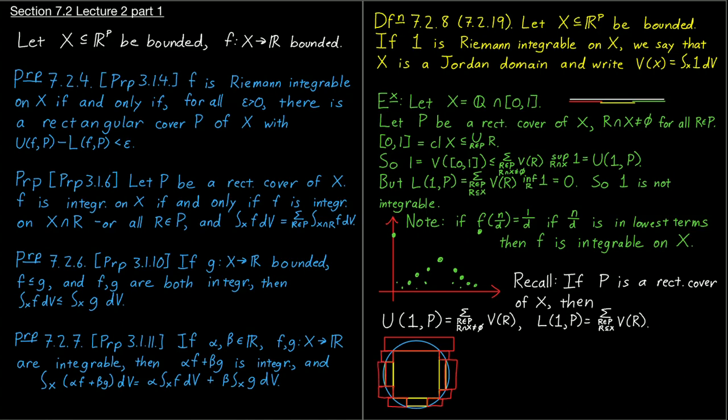And then the lower sum is the volume of this region, all the yellow rectangles put together. And the upper sum is you have to add in all these red rectangles.